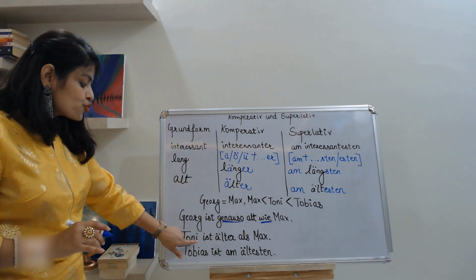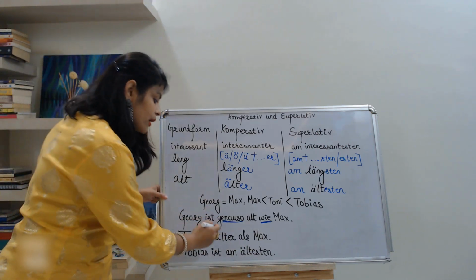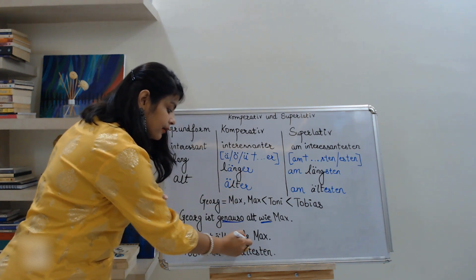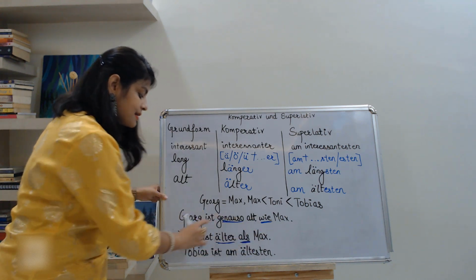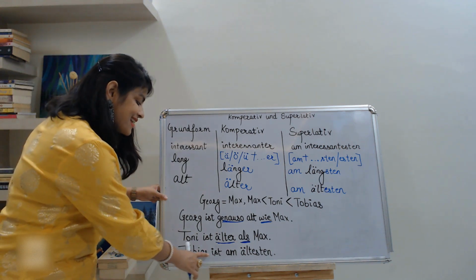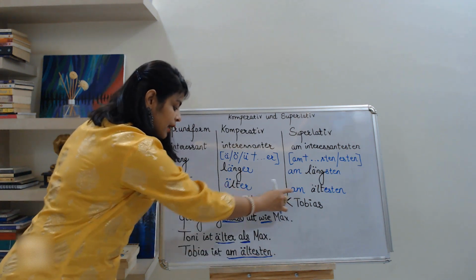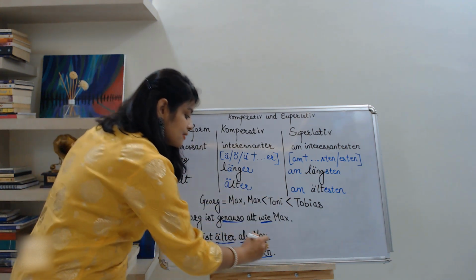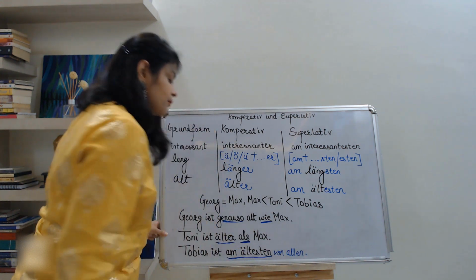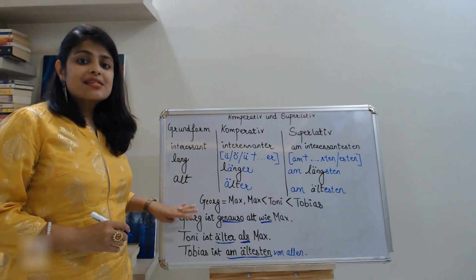And then Toni ist älter als Max. Now because there is a comparison, you are going to use the comparative form and als, which means than. Toni ist älter als Max. Dann Tobias ist am ältesten. So over here you have to use superlative form. Tobias ist am ältesten von allen. That would be better if you're going to write it. Von allen means among all. So this is how you write it in a sentence.